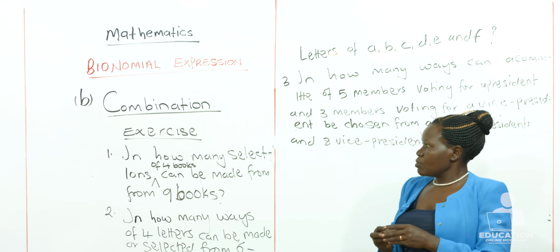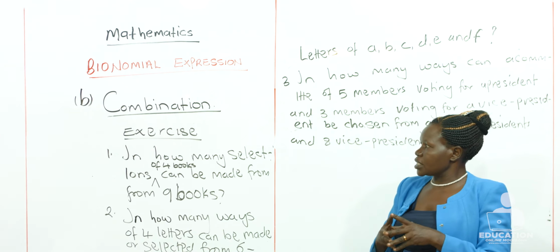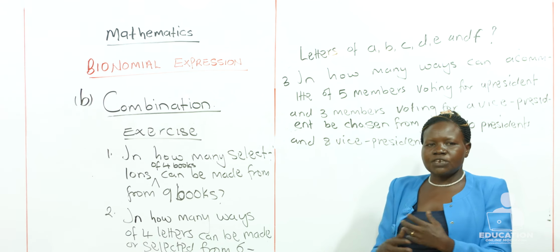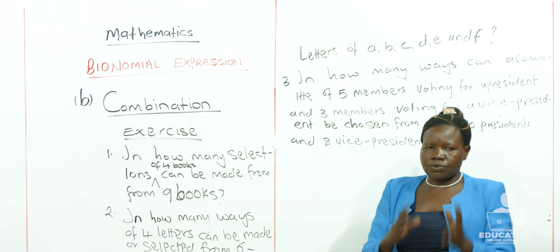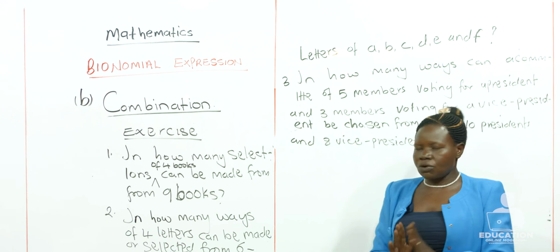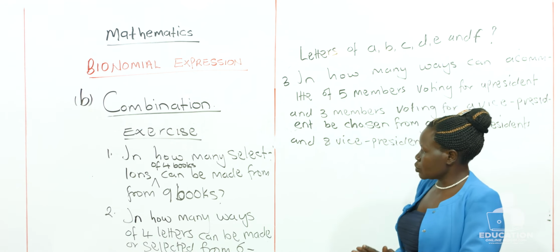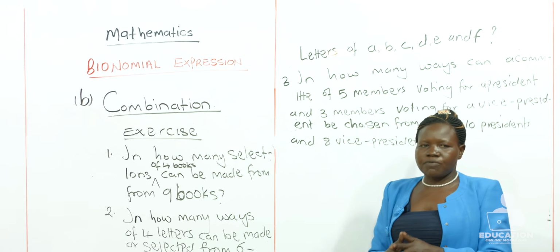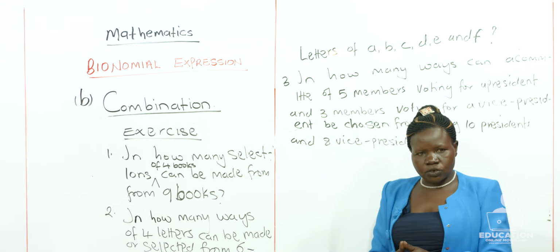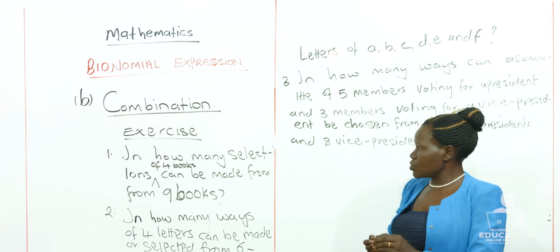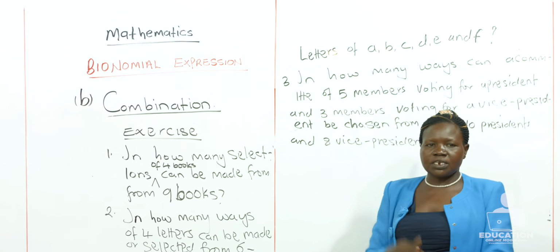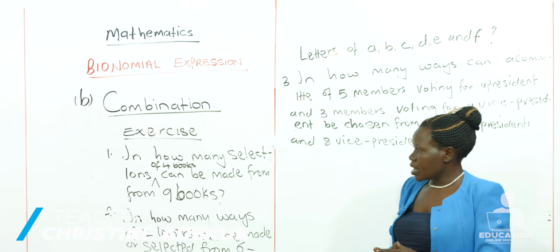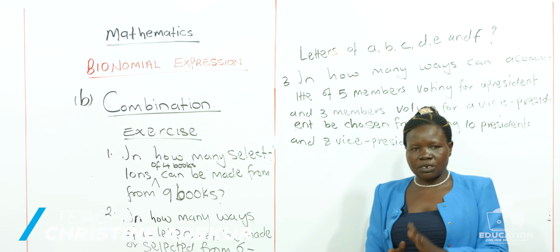Remember that combination is any activity that involves selecting elements from a group without taking order into consideration. So when you look at its formula, it's more or less that of permutation. But take note that with the combination, the formula goes with the ratio of r factorial, and in permutation, the ratio is not there.